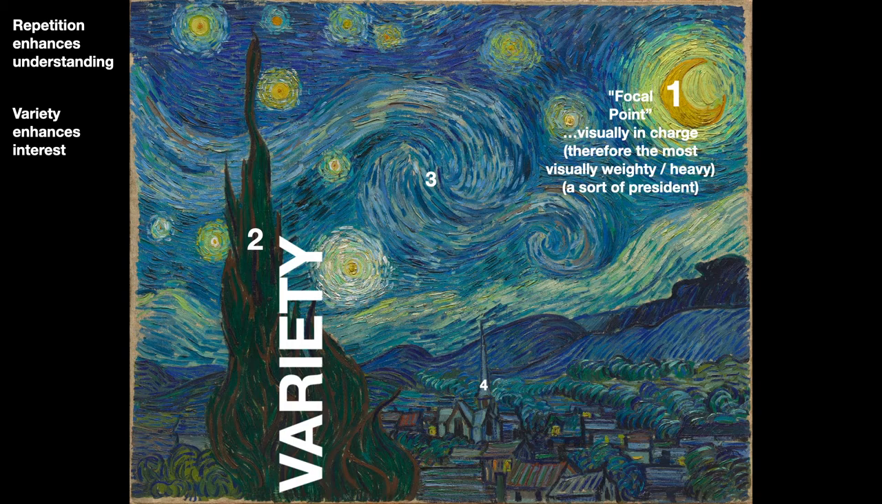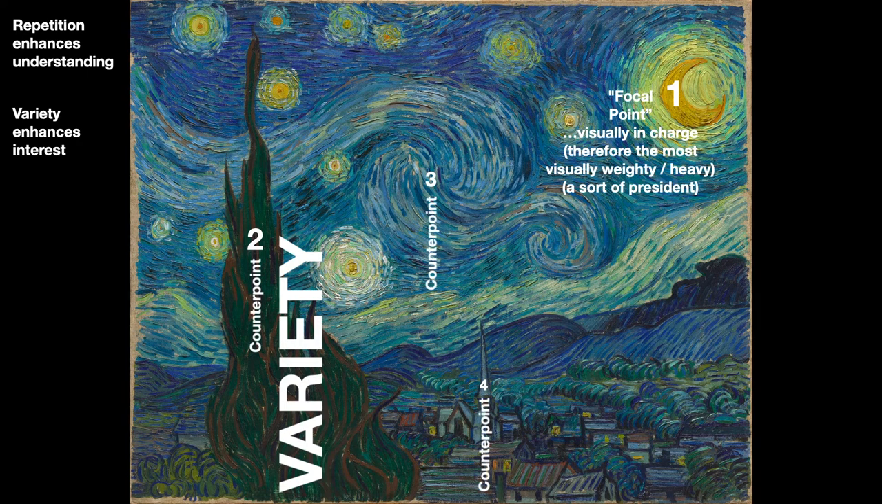In a sense, it's in charge. It's the heavy. It carries the most visual weight. If the stars are congressmen and women, the moon is the president. Other variants in the composition carry visual weight as well. Number 2 especially, but also 3 and 4. But nothing contends with a strong focal point like this one.